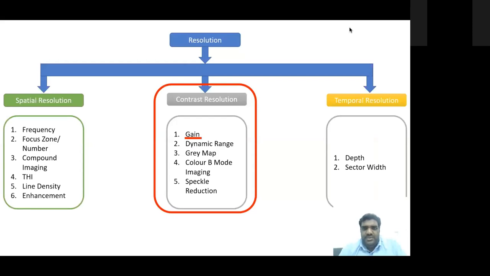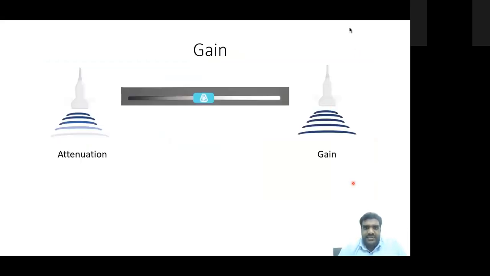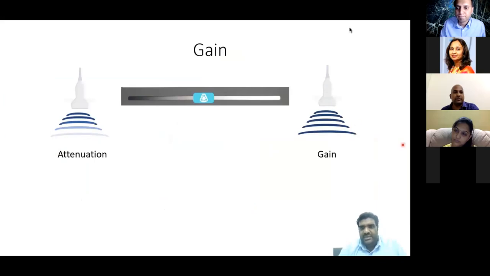Next, we are going to discuss gain. Gain refers to the amplification of the amplitude of the returning signals to compensate for the loss of energy due to attenuation. Here you can see there is loss of energy, but once you increase the gain, there is amplification of the returning signals.